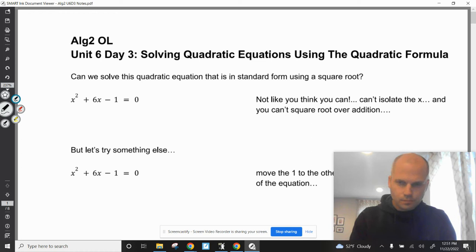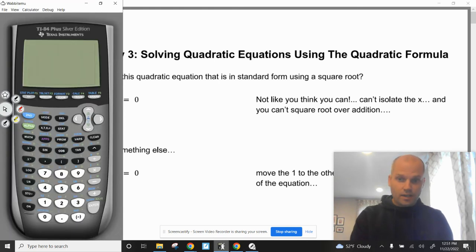So here you go. Here's the day 3 notes involving the quadratic equation. We're solving quadratic equations using the quadratic formula. You need your calculator today, so make sure you have that ready to go.